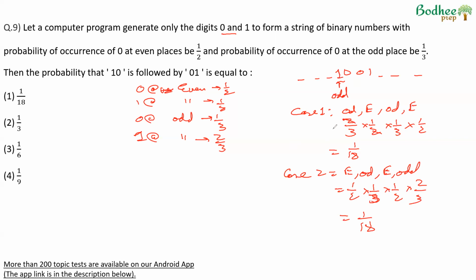Either this will be an odd place or even place, so this happens or this happens. Therefore, overall probability will be 1 by 18 plus 1 by 18, which is 1 by 9. Option 4 becomes an answer.